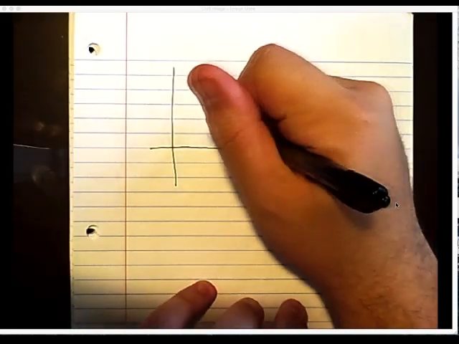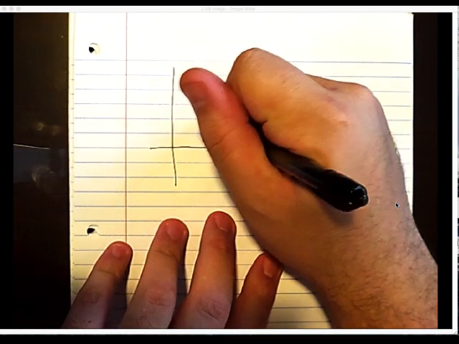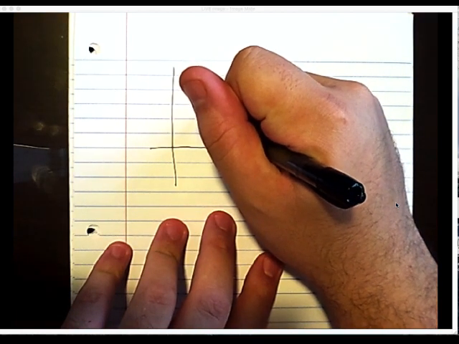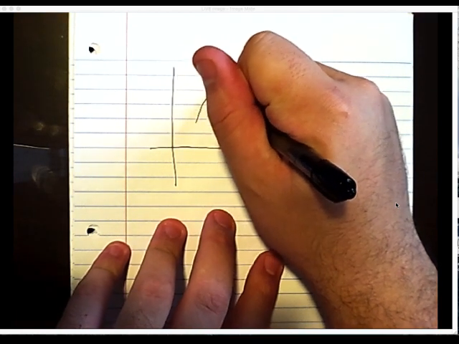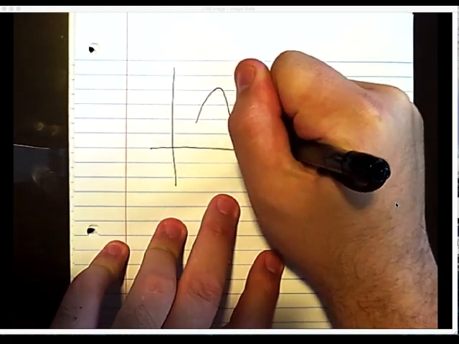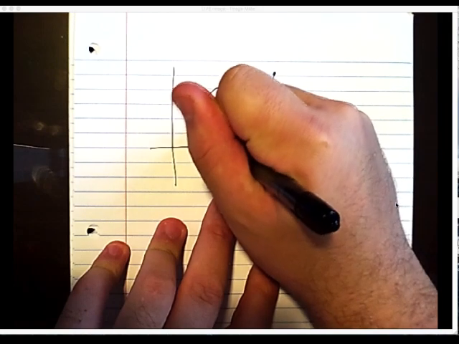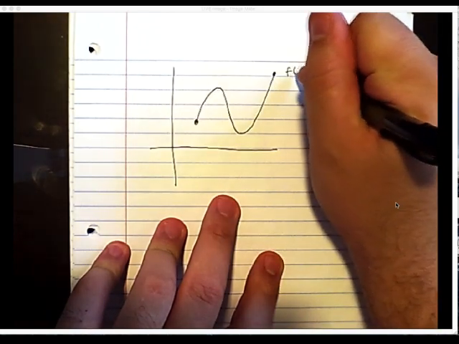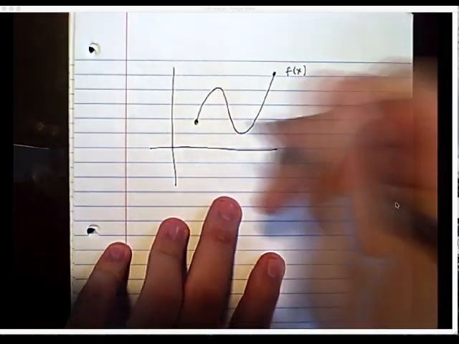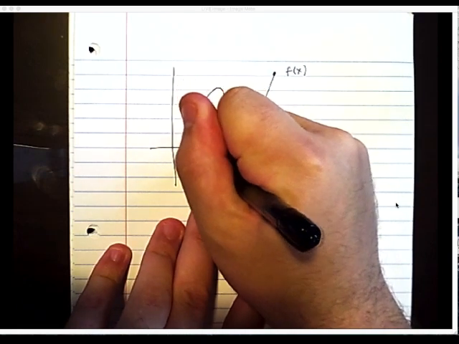Suppose I have some function f of x, but we only want to look at f of x over a certain interval, okay? Only from the interval a to b.